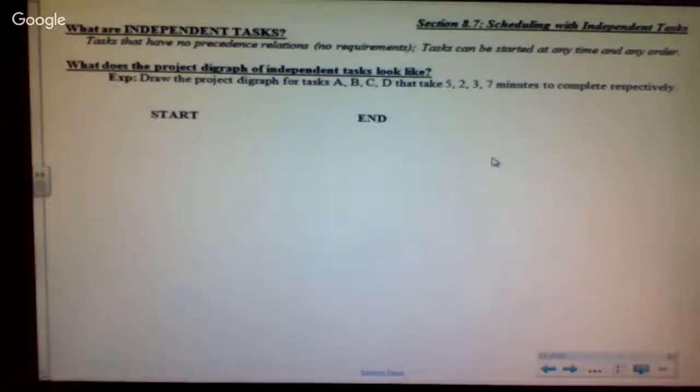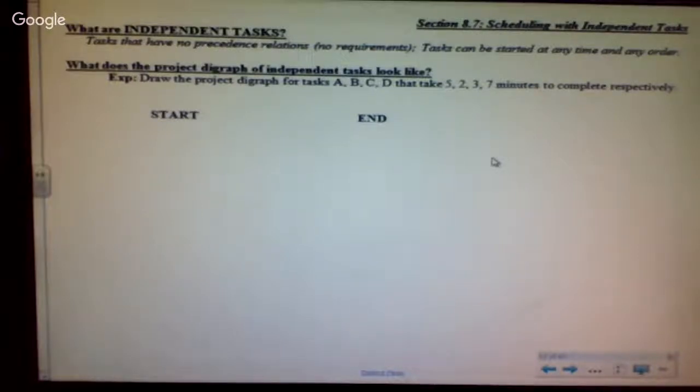All right. So we've talked about independent tasks in the beginning. Independent tasks are just tasks that have nothing that comes before them. So when we drew your project diagrams, the ones that came directly from the start, those would have been independent tasks. Nothing has to be done before these tasks can be done.